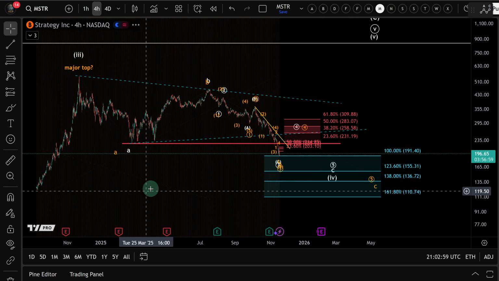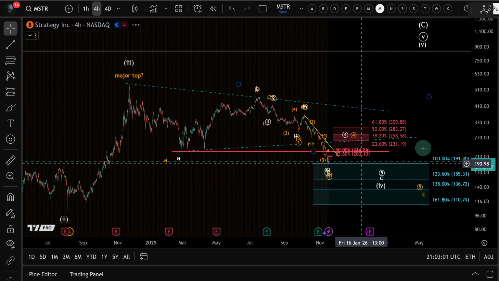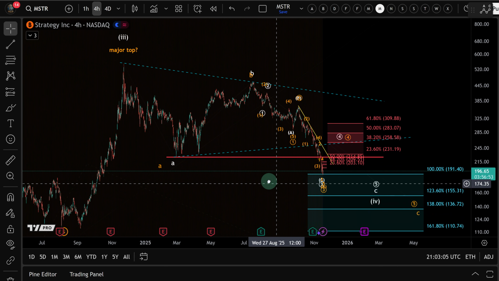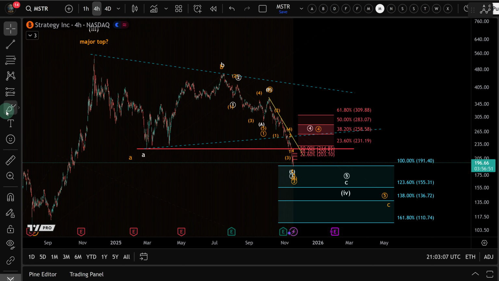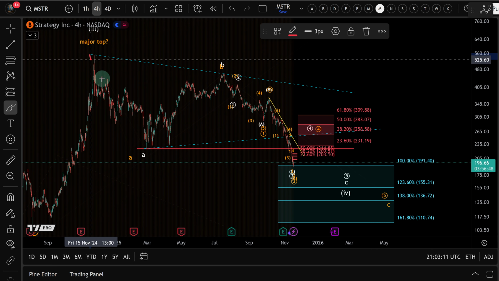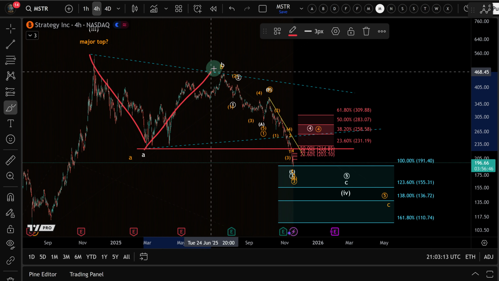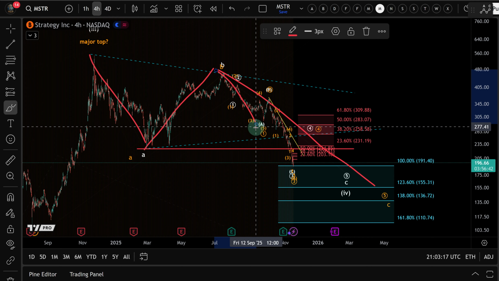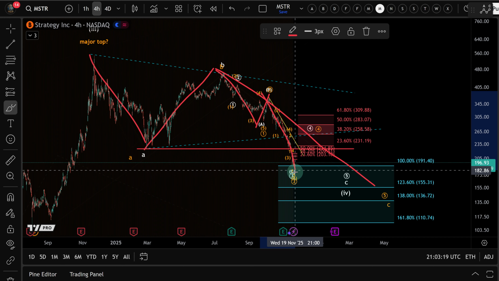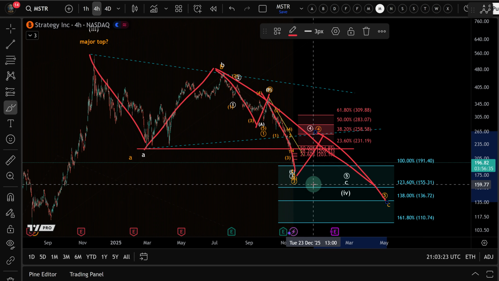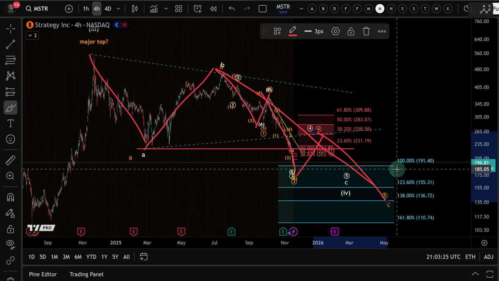I'm going to zoom in in a minute. I know a lot of you are interested in the microstructures. To zoom out a little bit also for new viewers, the move to the downside here can be considered an A, B, C structure, and the C wave can be wave 1, wave 2, wave 3, wave 4, wave 5. The meaning of the 100% extension target.